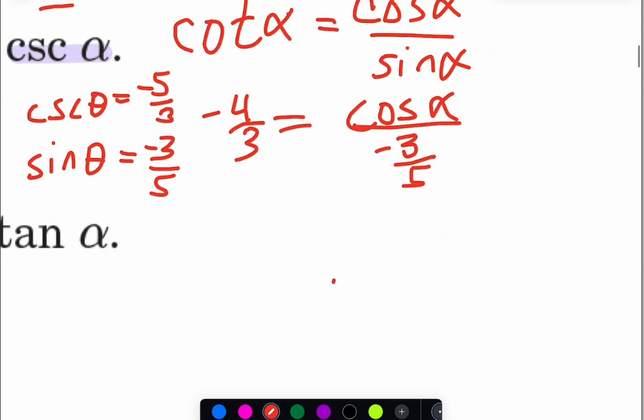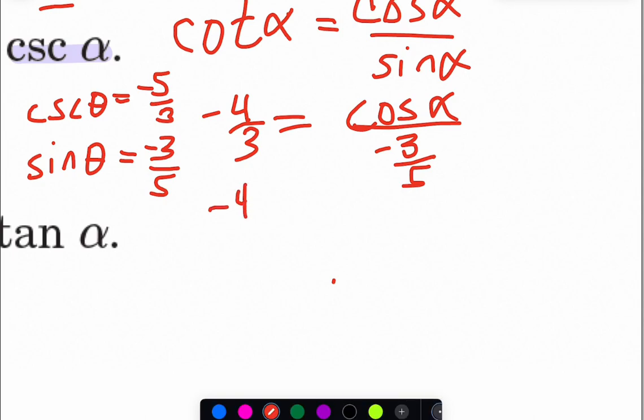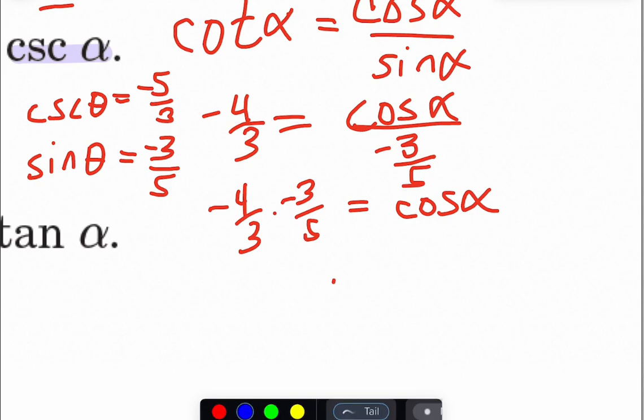Okay, now this can cross multiply. If it's divided on the right side, it can cross multiply, and then it gets -4/3 times -3/5 is the cosine. Now, what can we do mathematically here? Two negatives are going to make a positive. Awesome. The 3's can cancel. Awesome. Our answer is 4/5.